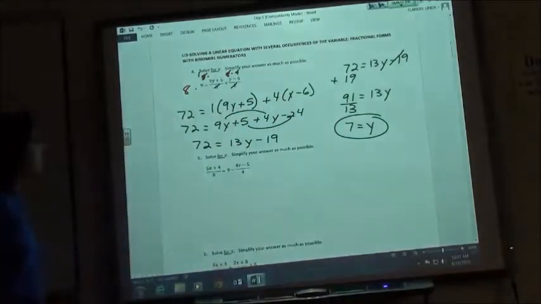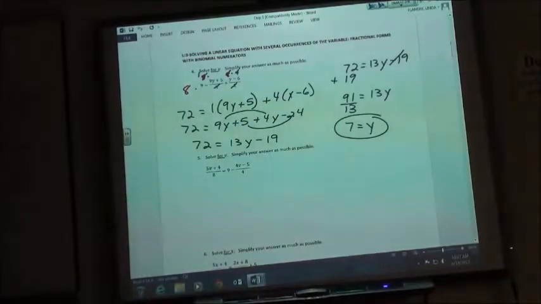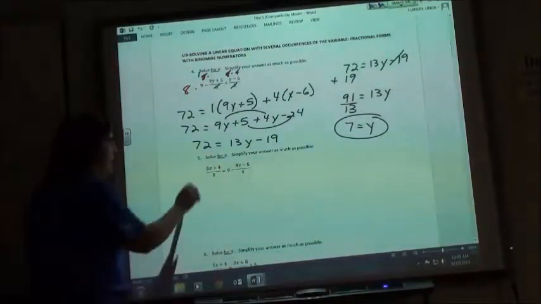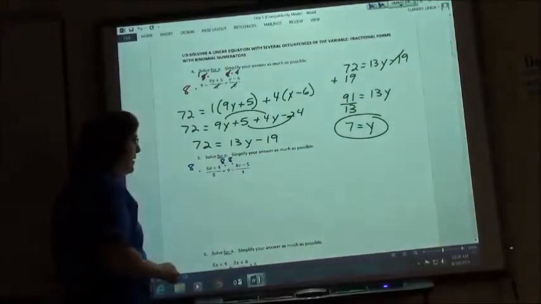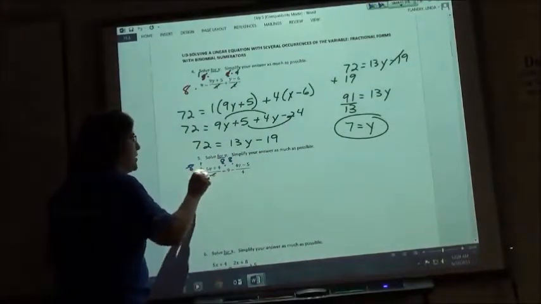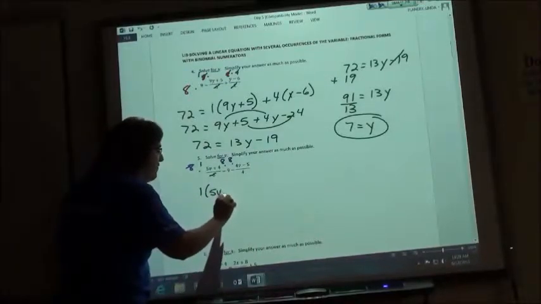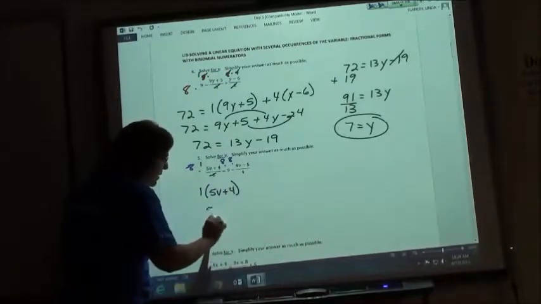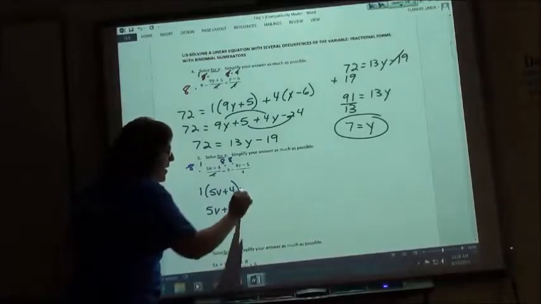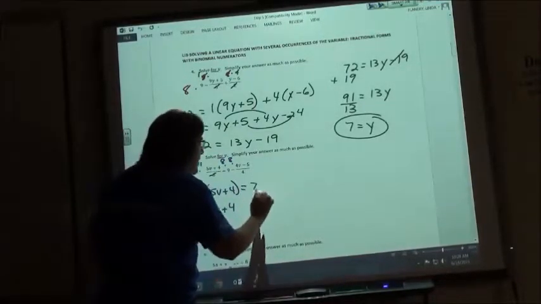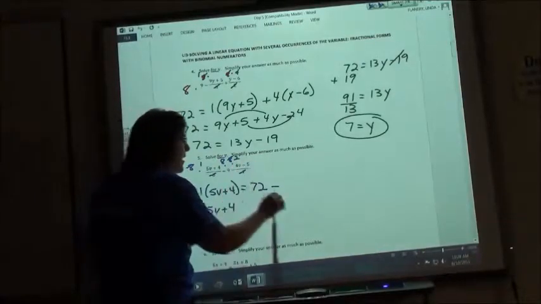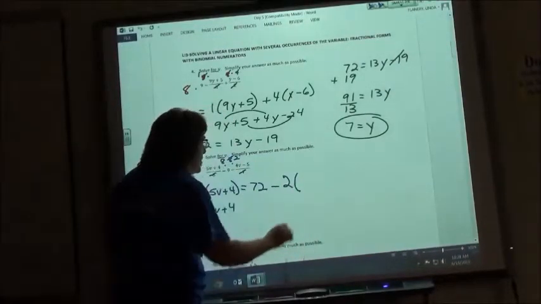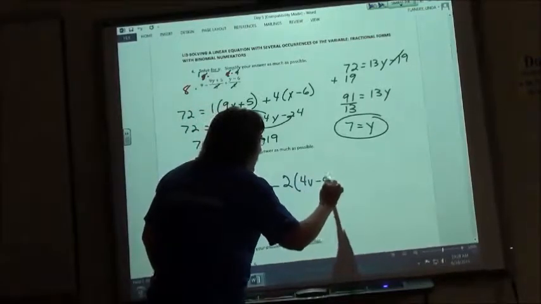So if I look at number 5, again I have a denominator of 8 and a denominator of 4, so my least common multiple is 8. So I'm going to multiply by 8, multiply by 8, multiply by 8. 8 goes into 8 one time, so 1 times my 5v plus 4, which is just going to be 5v plus 4, equals 9 times 8 is 72, minus 4 goes into 8 2 times. So I'm going to take minus 2 times the 4v minus 5.